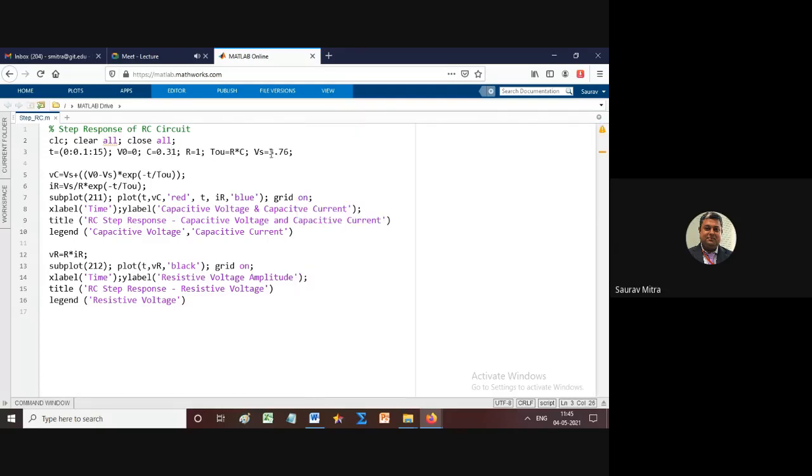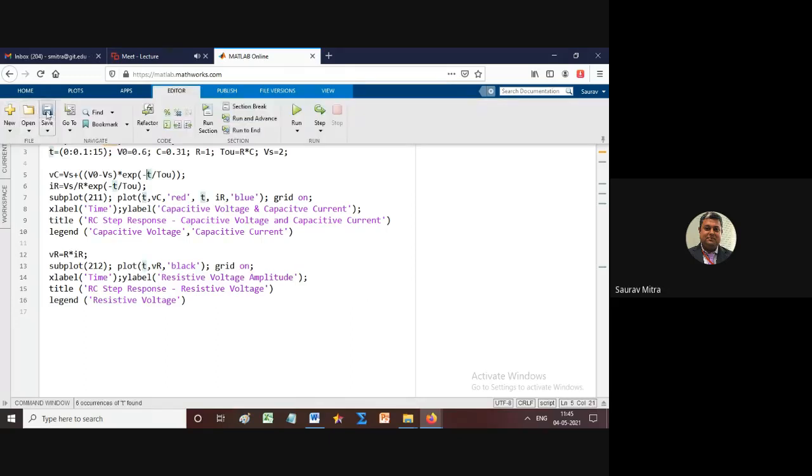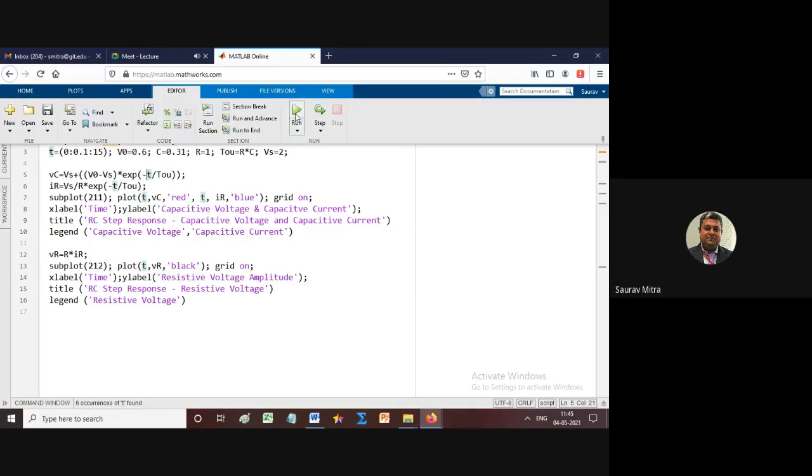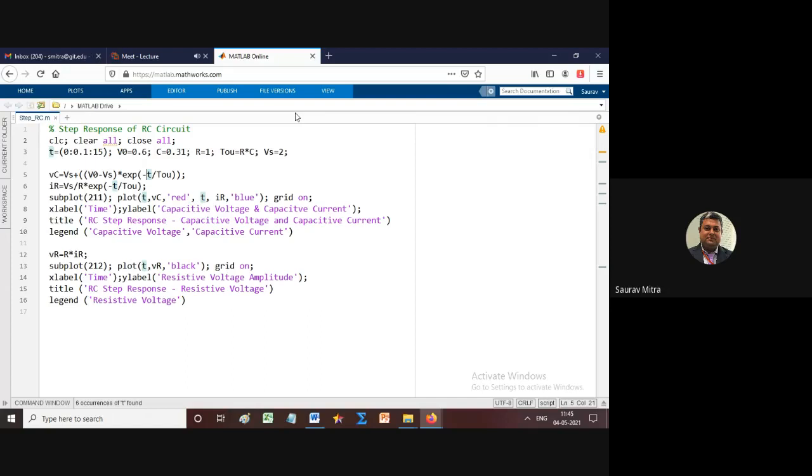Now we'll keep this Vs as 4, or we can keep it as 2, and the R value another thing. Here you can change V0, make it 0.6. So the initial voltage we are changing. V0 we have made 0.6. In the previous case it was starting from 0, the amplitude graph of voltage was starting from 0. Now we have made the initial voltage 0.6.